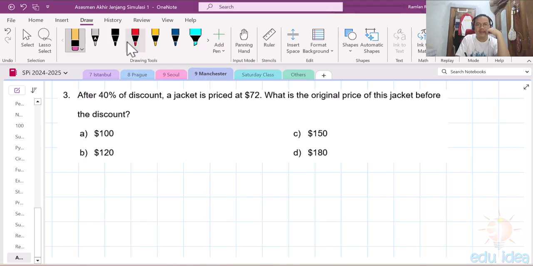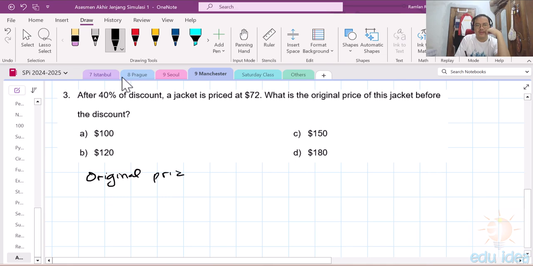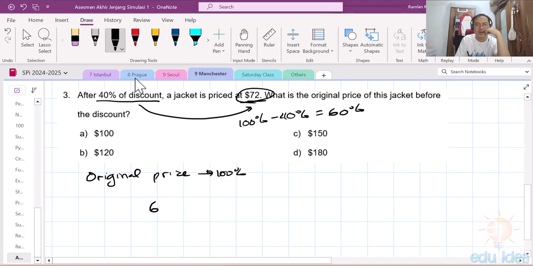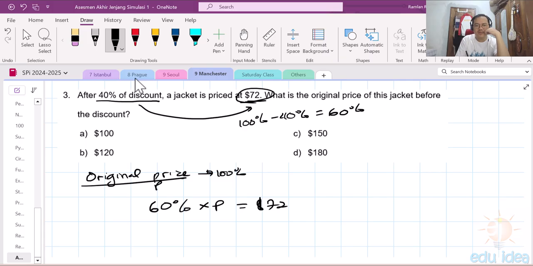Now, we know that the original price is always 100%, let's say I'm going to write that here, original price is just 100%, right? Which means that this one is 100% minus the discount. We know that there is a 40% discount, meaning that this over here is just 100% minus 40%, which is equal to 60%. So this is just 60% of the original price. If we write that down as an equation, let's say the original price is denoted by P. If I multiply 60% with the original price, it will be equal to $72. So this is the logic behind that.